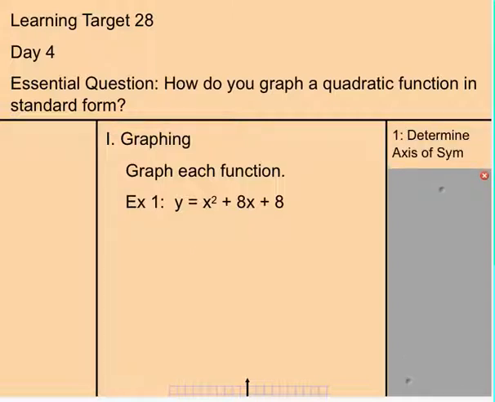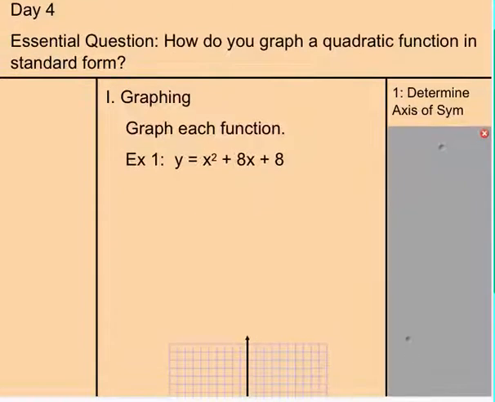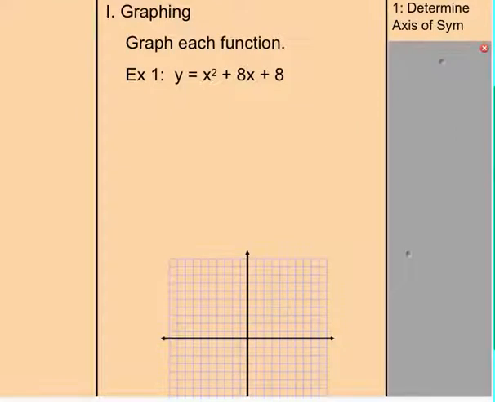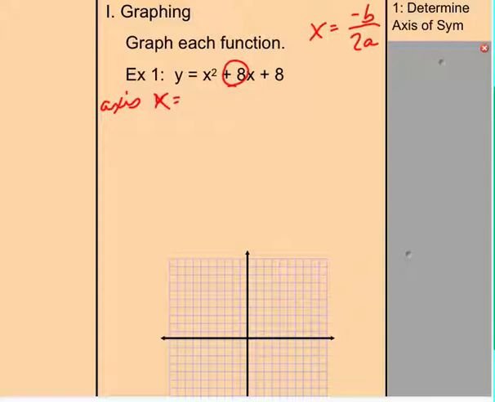So again, just like yesterday, we're going to start by finding that axis of symmetry. Remember, the equation is, let me write that down for you again in case you forgot. X equals the opposite of b divided by 2a. So for our equation, we have x equals opposite of b divided by 2 times a, the coefficient of our x squared, which in this case is 1. Negative 8 divided by 2 is negative 4.